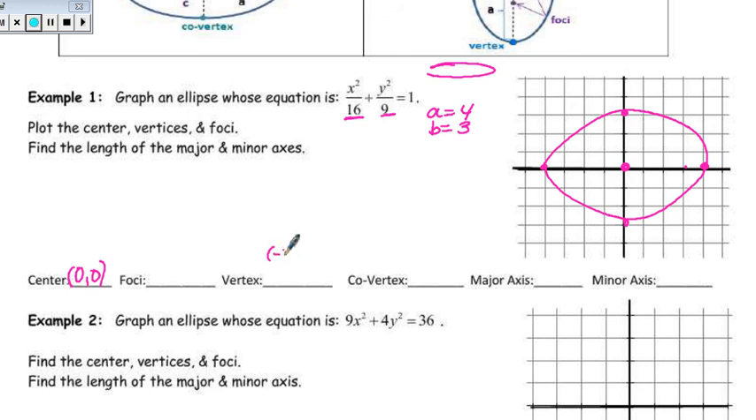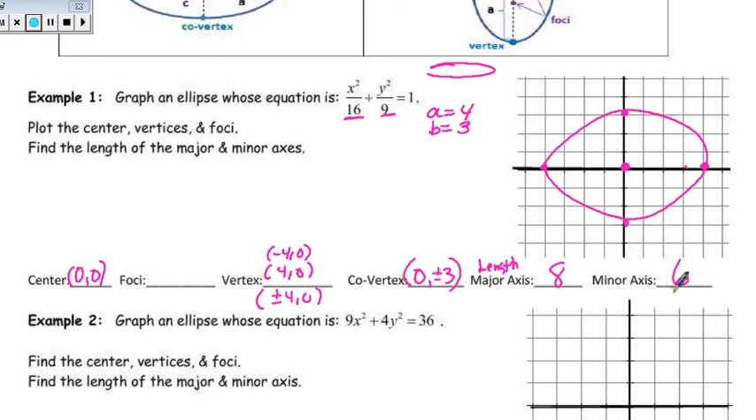You can write them out separately like this. I'm also okay if you write (plus or minus 4, 0). That's okay as well. The co-vertices are sitting on the smaller axis running through the center here, so that would be at (0, plus or minus 3). When I say major axis or minor axis here, I'm just looking for the length. So this one here is going to have a length of 8. The minor axis is going to have a length of 6.